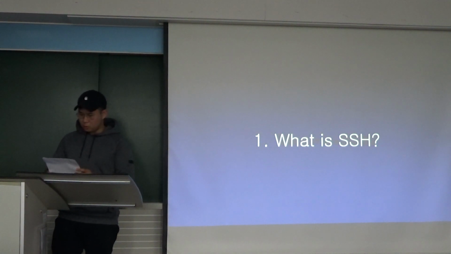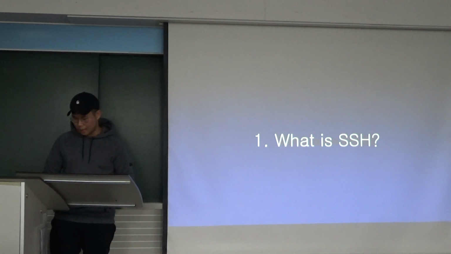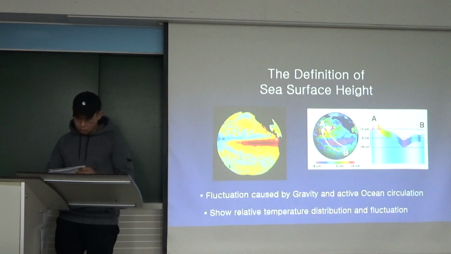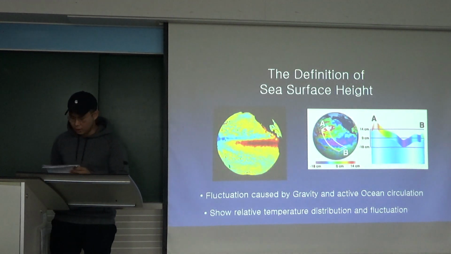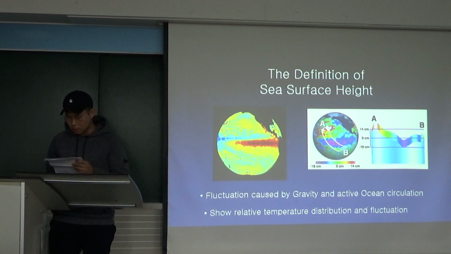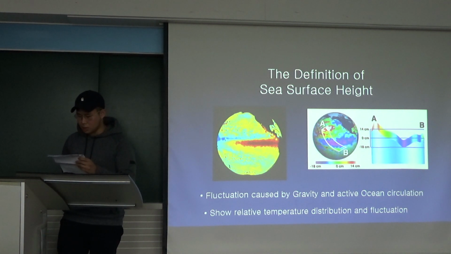Before we start on the relation between ENSO and sea surface height, we have to understand sea surface height. First, the definition of sea surface height, also commonly called sea level. Sea level is the level of the surface of one or more of the oceans, from which heights such as elevation can be measured.